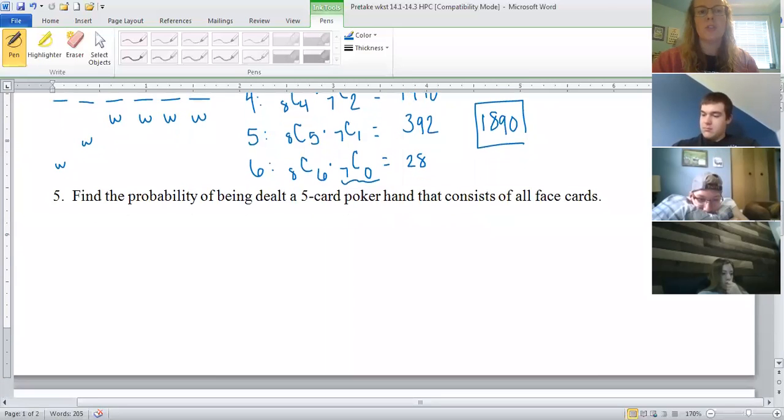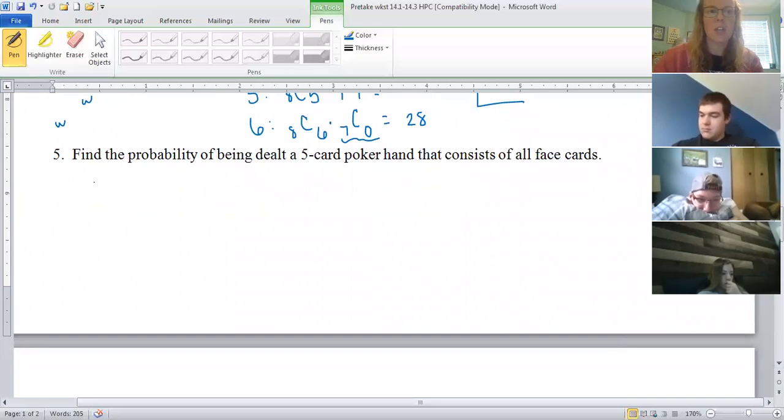But there's 52 total in a deck of cards. There's 52 all together. And there's 4 kinds.